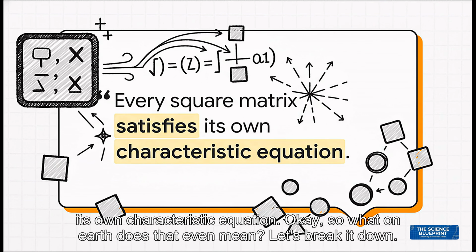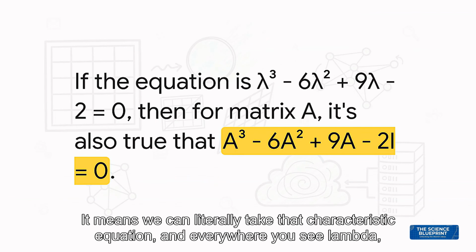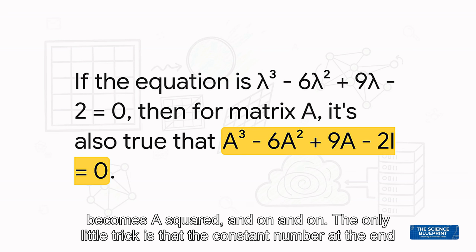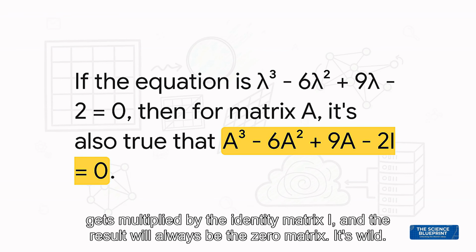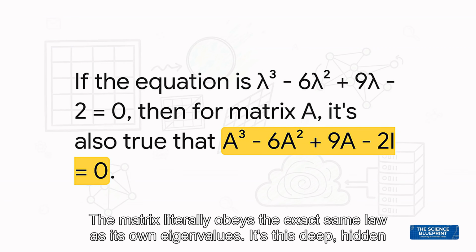Let's break it down. It means we can literally take that characteristic equation, and everywhere you see lambda, you can just swap in the matrix A itself. So lambda cubed becomes A cubed, lambda squared becomes A squared, and on and on. The only little trick is that the constant number at the end gets multiplied by the identity matrix, I, and the result will always be the zero matrix. It's wild. The matrix literally obeys the exact same law as its own eigenvalues. It's this deep hidden connection.